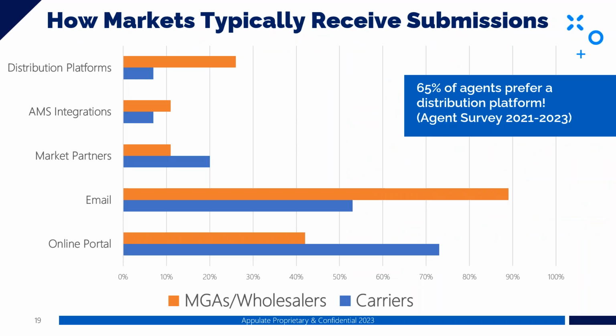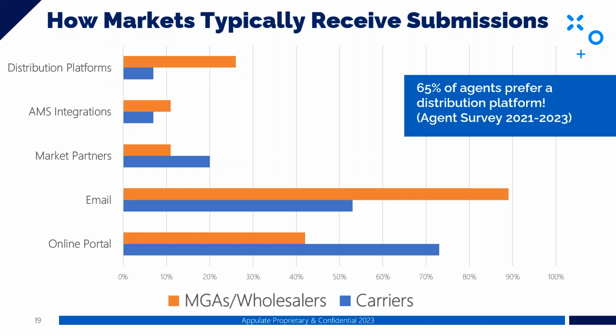So to hit a couple more slides that I wanted to add on here, when we asked markets how they typically receive submissions from agents, there was a big difference also between MGAs, wholesalers, and carriers. This wasn't necessarily surprising to a degree, but some of these were. So with almost 90%, I think it's about 87% of MGAs still receiving submissions via email, compared to just a little over 50% with carriers.